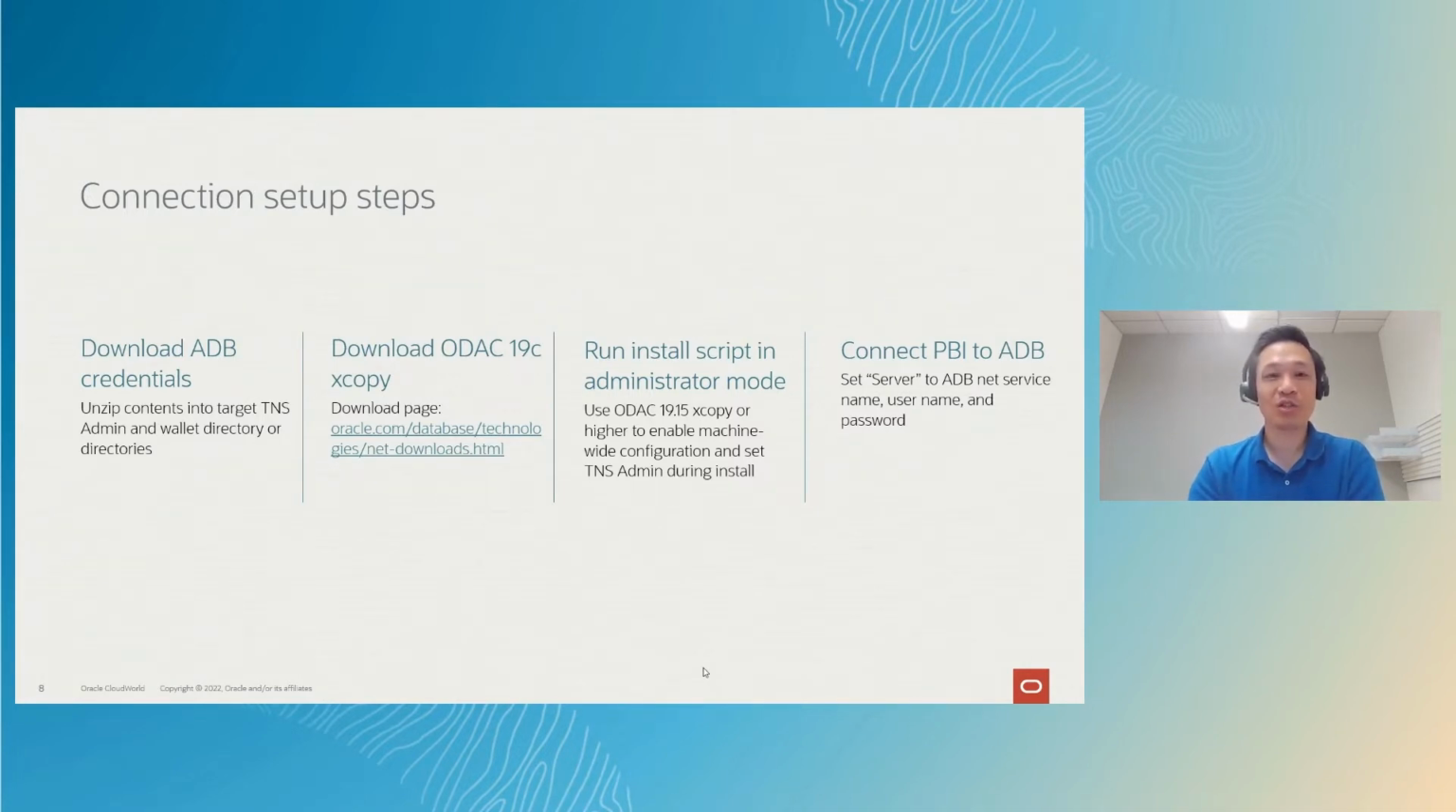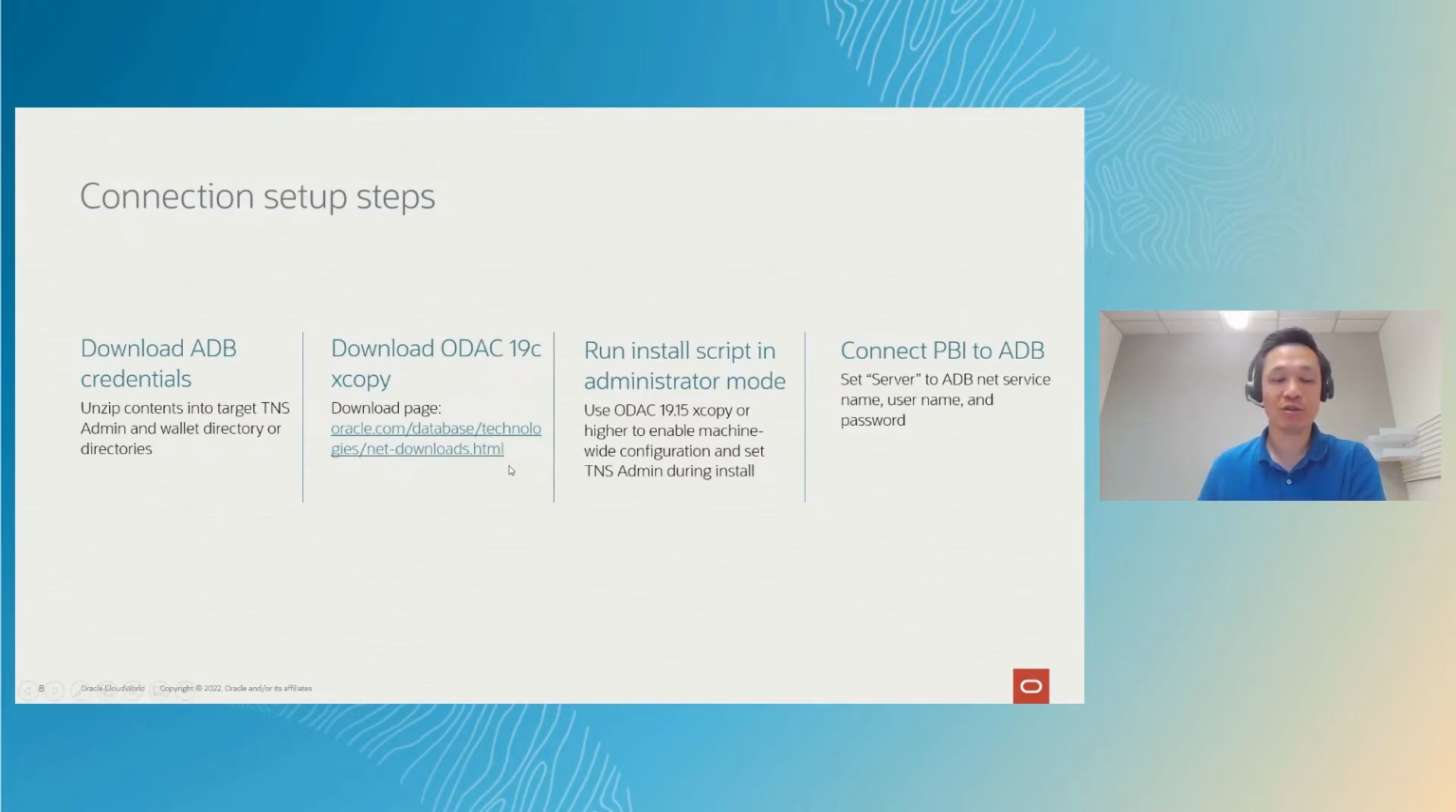So now that you have the credentials, you need ODP.NET to connect. And the most common way to get unmanaged ODP.NET is to download the ODAC Xcopy package. ODAC stands for Oracle Data Access Components. And I would recommend using the 19c version if you're connecting to an autonomous database, as well as to most on-premise databases. 19c will work against pretty much all that, as far back as 11.2 databases if you need to support those.